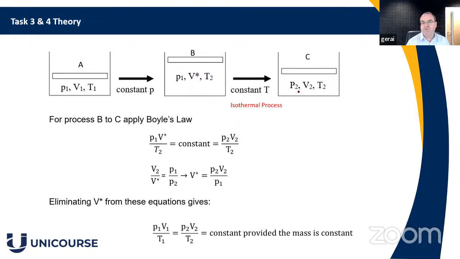So if we look at what's happening there, we've got an equation where P1 V1 over T1 is equal to a constant, and that's equal to P2 V2 over T2. Now the T2s are the same, so they cancel out, and you'll see that P1 V* is equal to P2 V2. So we can rearrange that now. We get V2 over V* is equal to P1 over P2. Again, I'm going to rearrange it, and that gives us V* in terms of P2 V2 over P1.